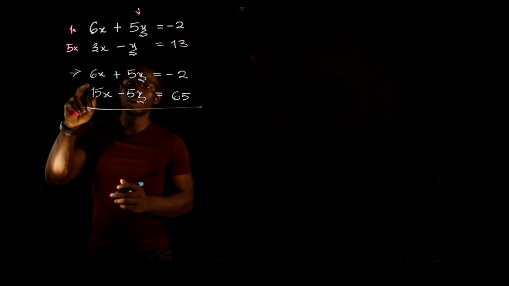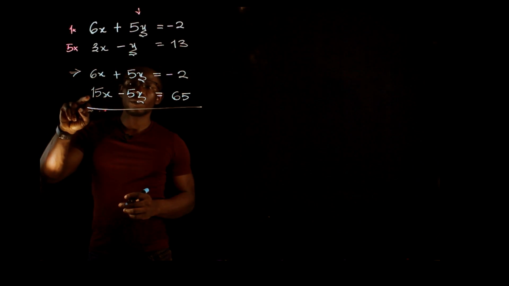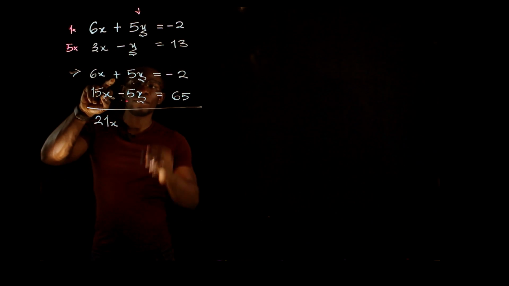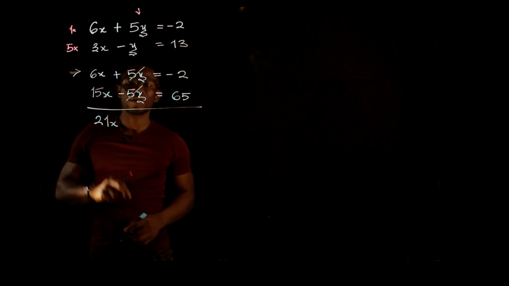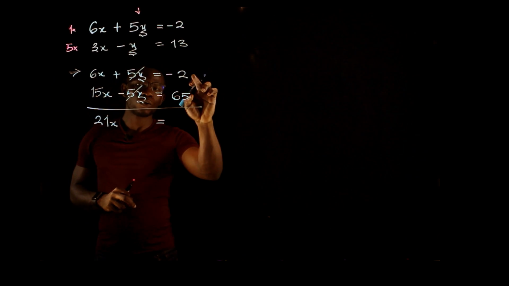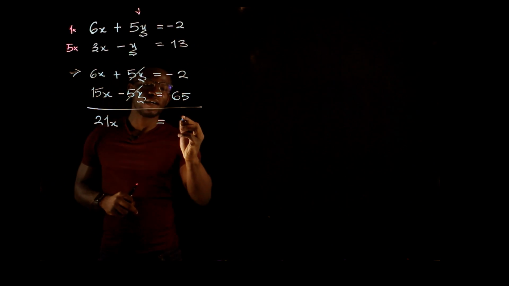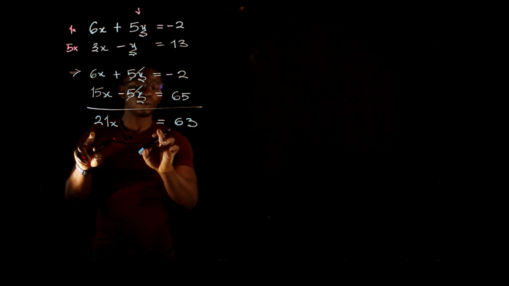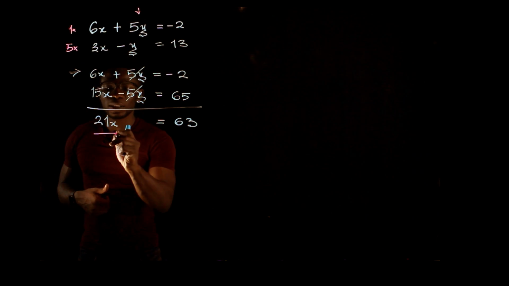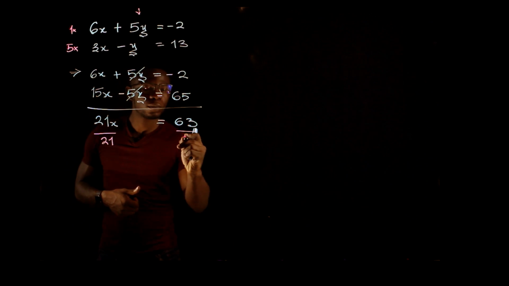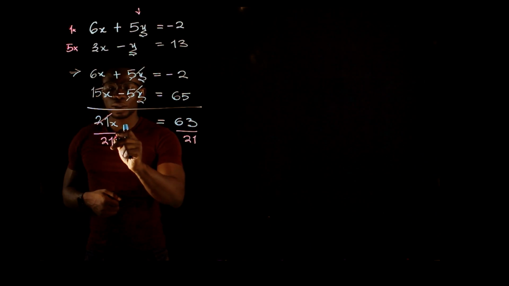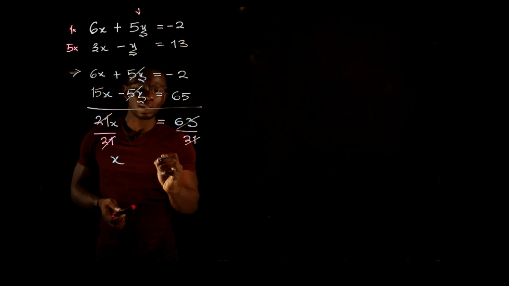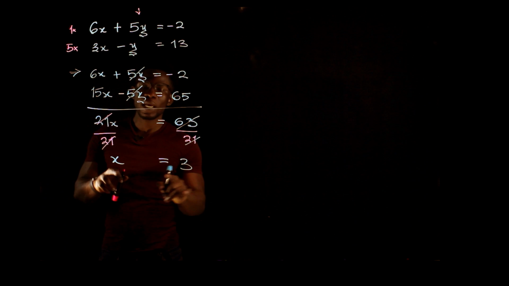So if we add our equations together, we'll have that 6x plus 15x is equal to 21x. Now, plus 5y cancels out minus 5y. And minus 2 plus 65 becomes 63. So now we have that 21x is equal to 63. If we divide both sides by 21, 21 cancels out 21 here, and we're left with x. And in this case, 21 cancels out 63 to give us 3. So x is equal to 3.